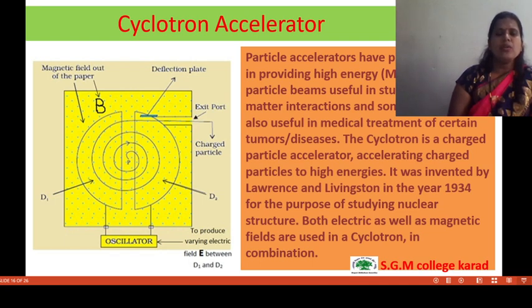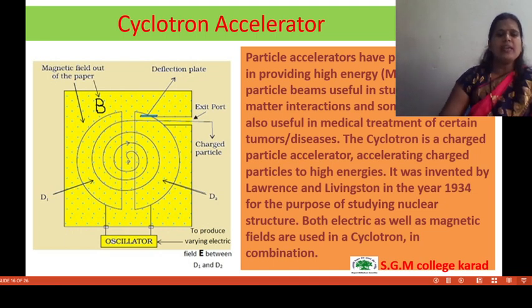The cyclotron is a charged particle accelerator, accelerating charged particles to high energy. It was first invented by Lawrence and Livingston in 1934 for the purpose of studying nuclear structure. So this is the principle of the cyclotron accelerator.